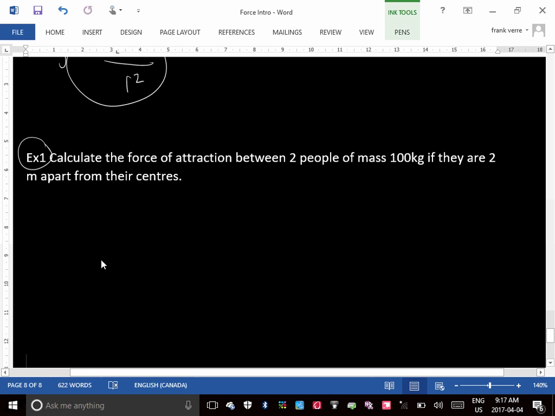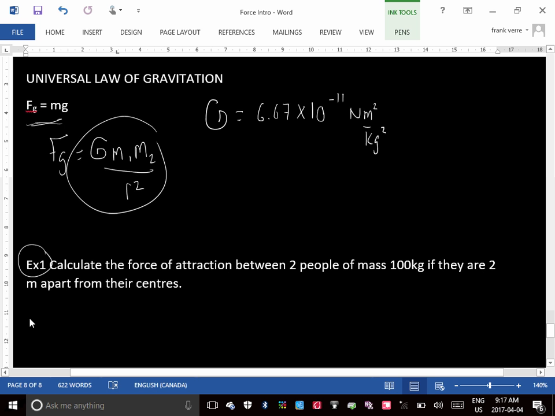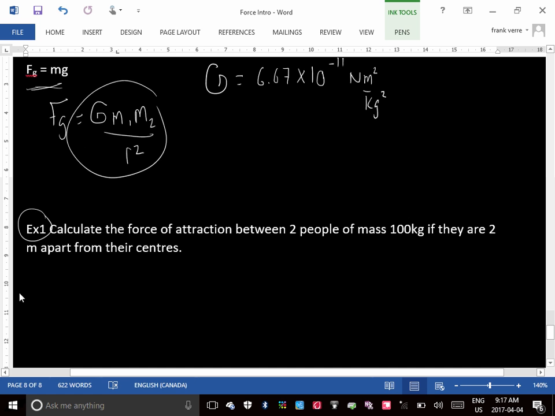If you have two people and their centers are 2 meters apart and they each had a mass of about 100 kilograms, what is the force of attraction between them? So then in that case, you've got to use this equation. This is the universal law of gravitation. It's a function of big G, which is a constant, times the two masses over the distance squared. And it's a pretty simple equation to use.